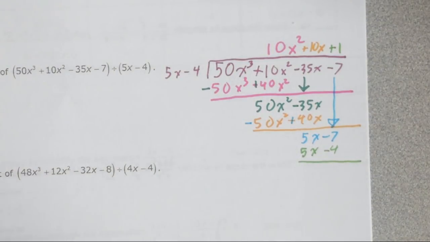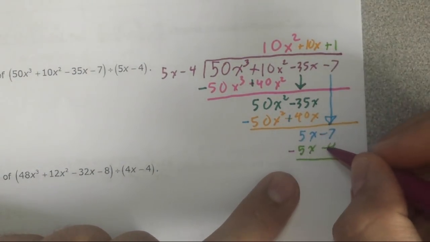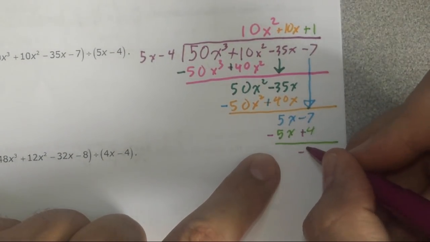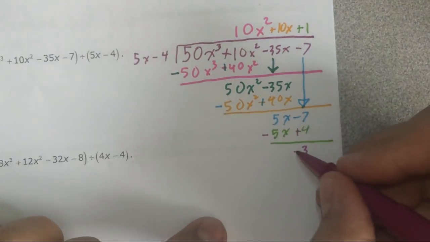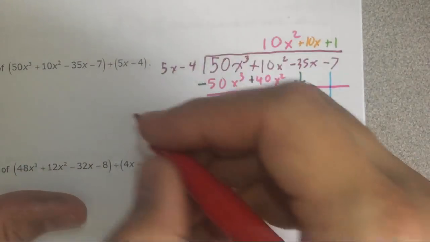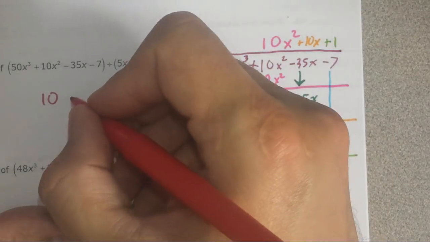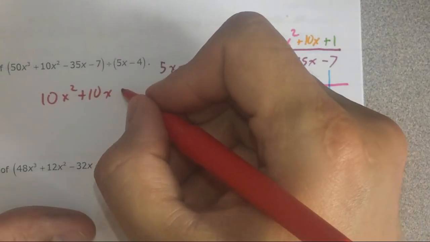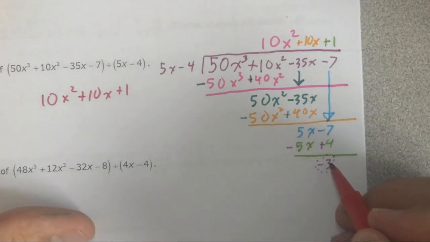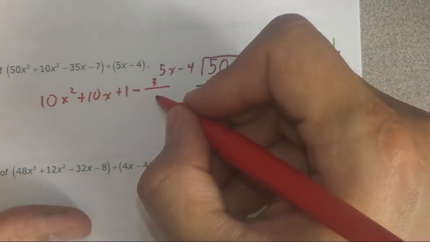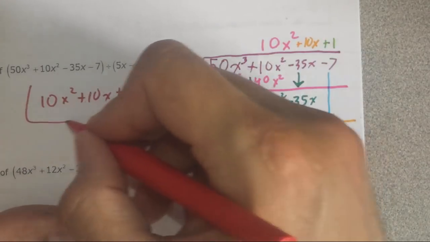And the last step, we are going to subtract. Those zero pair, everything's working fine. Negative 7 plus 4, minus 3. This minus 3 is our remainder. And your answer is the top part, 10x squared plus 10x plus 1. And then this remainder is a minus 3. So I'm going to say minus 3 over 5x minus 4.